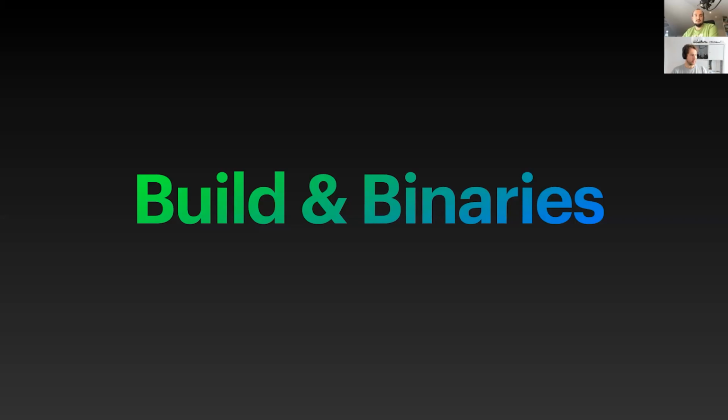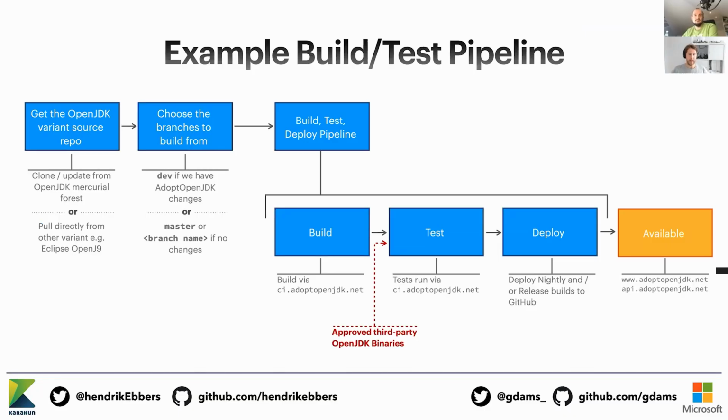So we're on to building binaries now. I just wanted to very quickly walk people through what a build and test pipeline looks like today. When we kick off a build in our Jenkins instance, we get the OpenJDK variant source repo. We choose which branch to build from. Typically that's dev for us because we have a very small set of patches. Otherwise it's master. That then goes into our build, test, and deploy pipeline where it gets built in Jenkins.